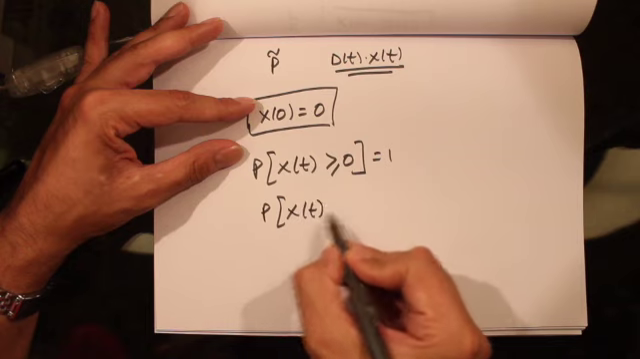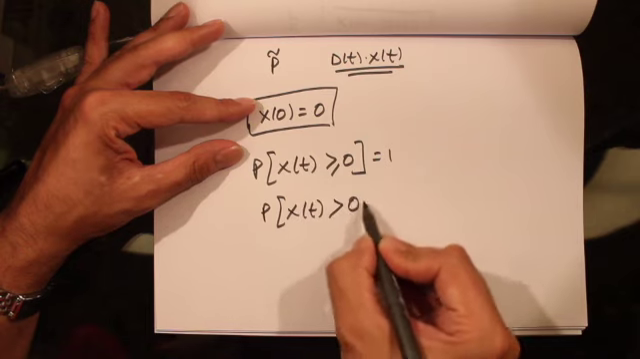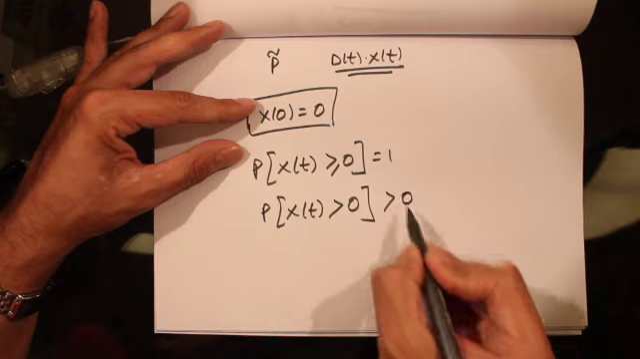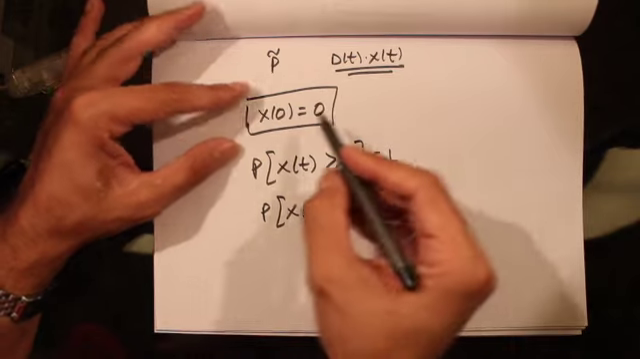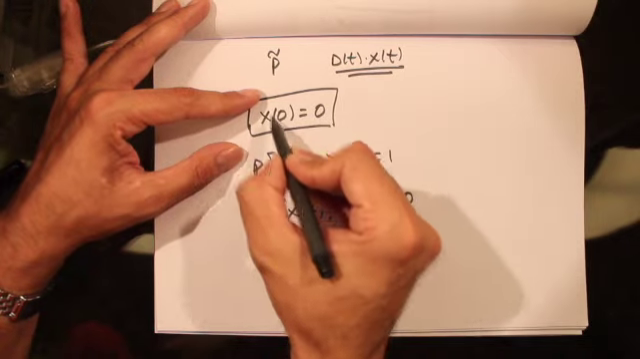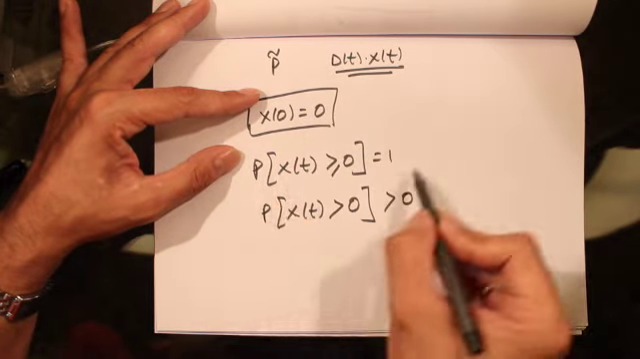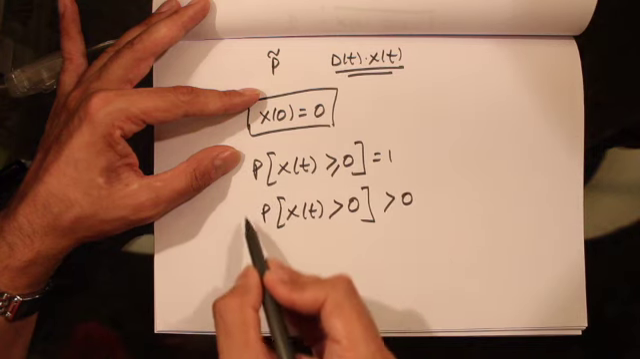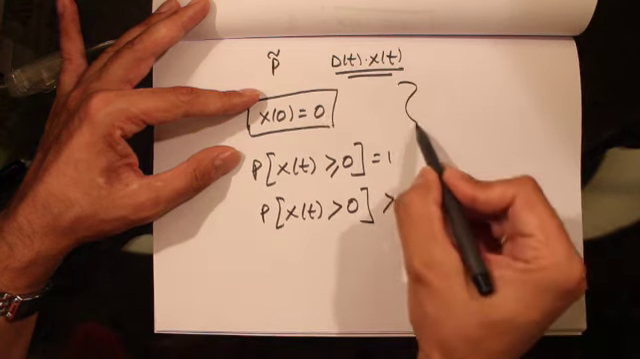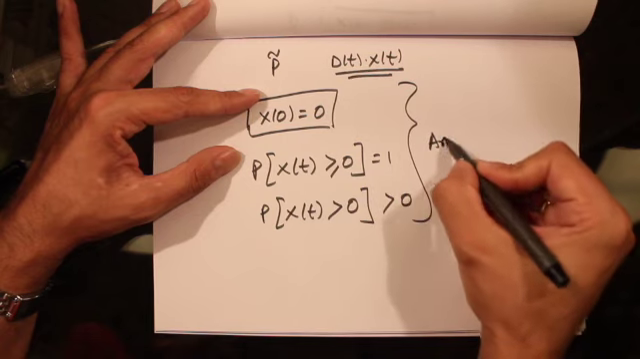And there are at least a few times when we can make some money, so the probability that X(t) is strictly greater than 0 is greater than 0. Or there is some probability that we actually make some money. So this is a strategy where we start with no money, there is absolutely no chance of losing any money, and there is at least some chance of making money. This is what arbitrage is.